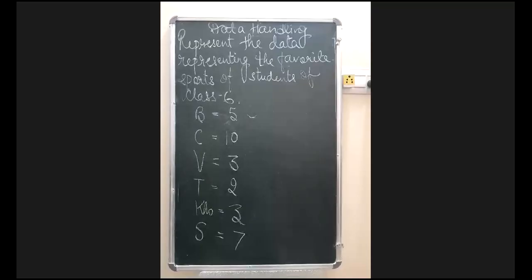Now I have written the whole data: B stands for basketball, C stands for cricket, volleyball 3, taekwondo 2, kho-kho 3, and S for skating, 7. Now this is the data related to the sports which you like the most. I have collected this data from your class only. So now let us represent this data in the form of a tally mark table.